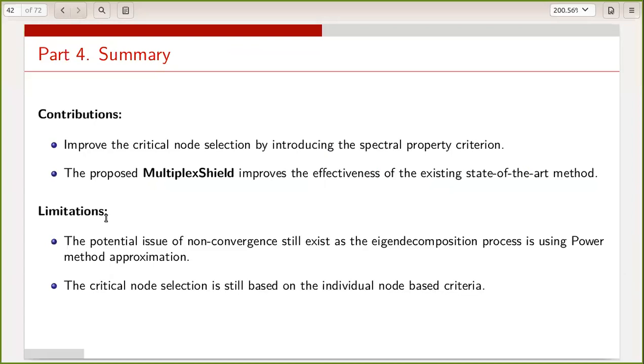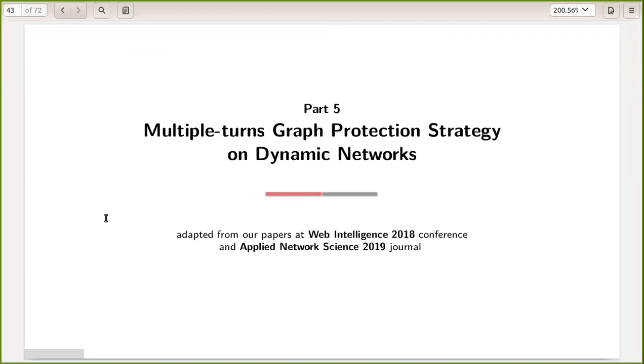The limitation is that the potential issue of non-convergence still exists because we still use the eigen decomposition. But the critical nodes selection is still based on the individual node basis. We know that if you combine nodes A and B and C, which are the best performing, it will not always give you the best performance compared to if you see it from a set of nodes, right? So the best performing nodes, if combined with each other, will not always give the best result compared to if you check all combinations of the nodes, right? So in this one, we want to go to the third part, which is we will use reinforcement learning.